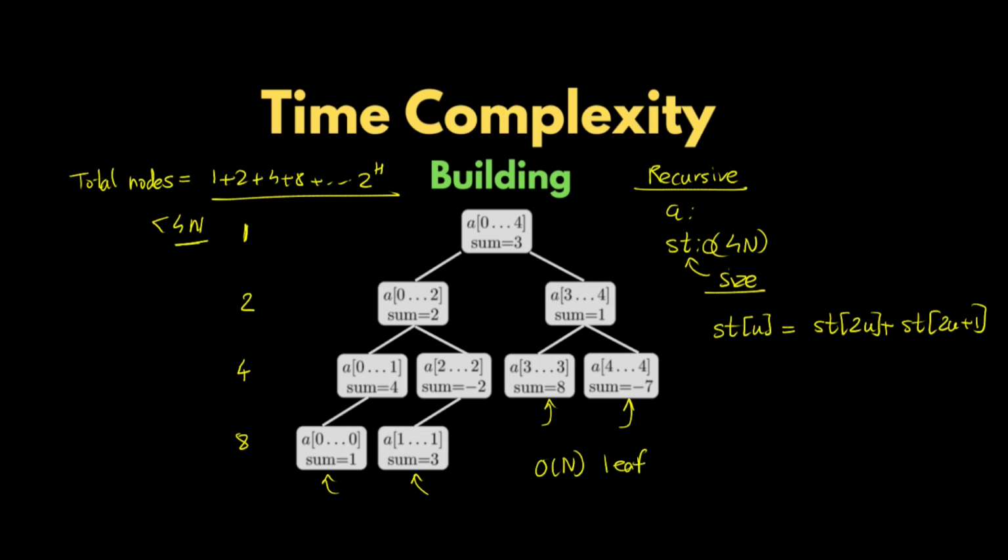Since there are order n leaf nodes and the height of the segment tree is order log n, in total the building time will be order n log n.